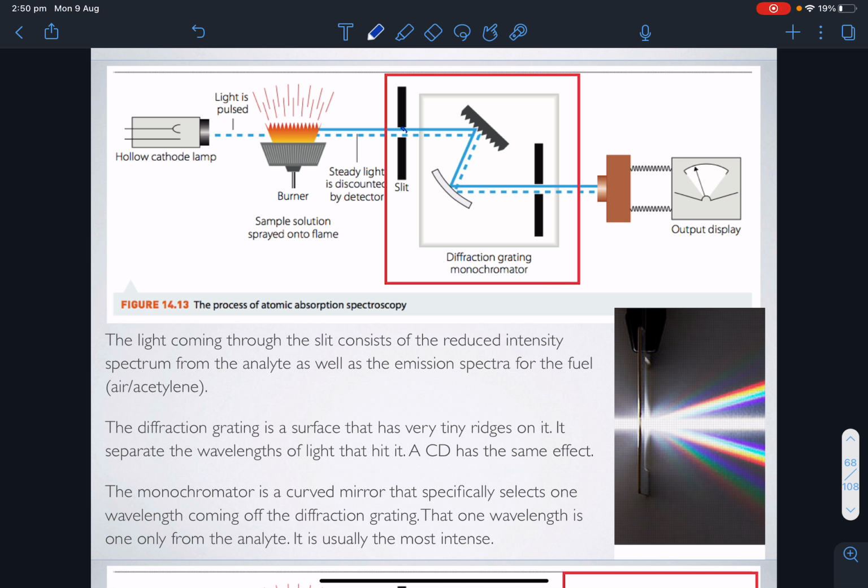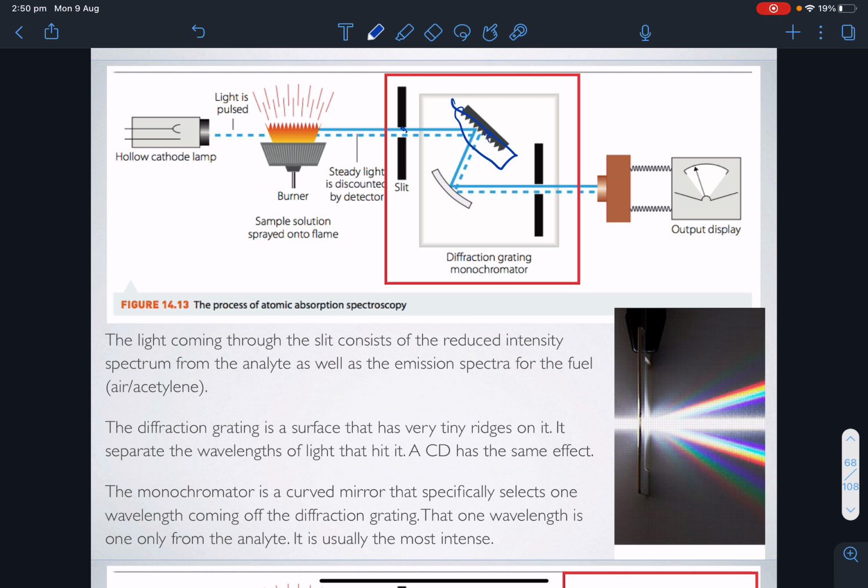Our spectrum, our reduced intensity, comes through this slit, and it hits this diffraction grating. A diffraction grating is a surface that has very tiny ridges on it. So this one here with its big ridges is an exaggeration. It has tiny ridges, and what that does is just spread the spectrum out, like a prism.